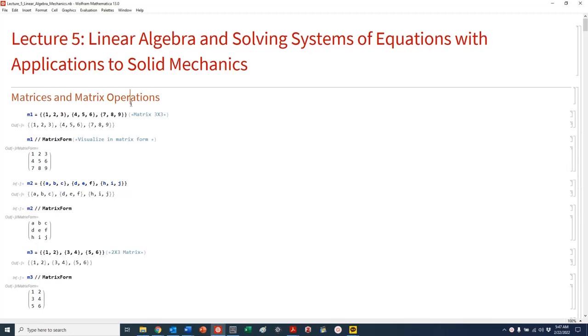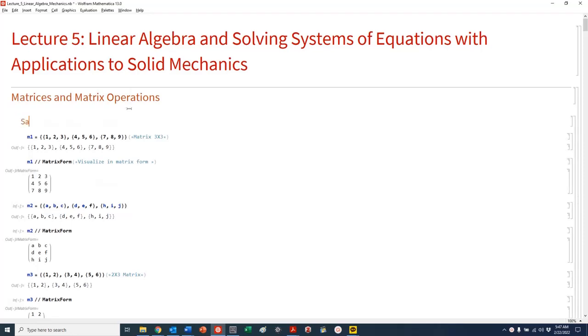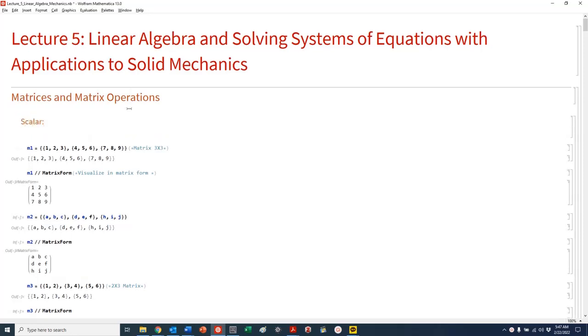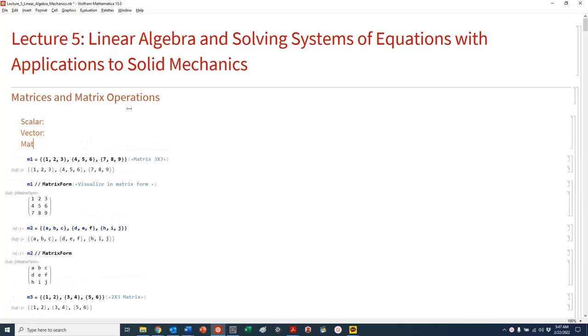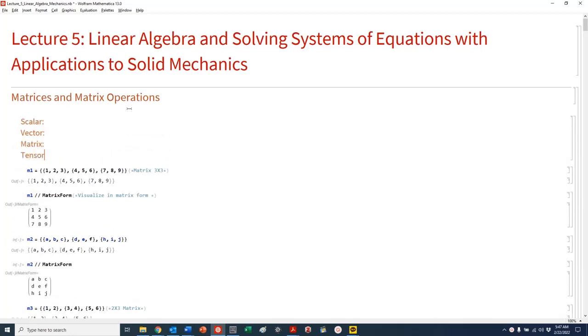So, the first thing that we want to encounter is, what is a scalar, what is a vector, what is a matrix, and what is a tensor. A scalar quantity is just a value that has a magnitude with no direction. A vector will have both magnitude and direction.